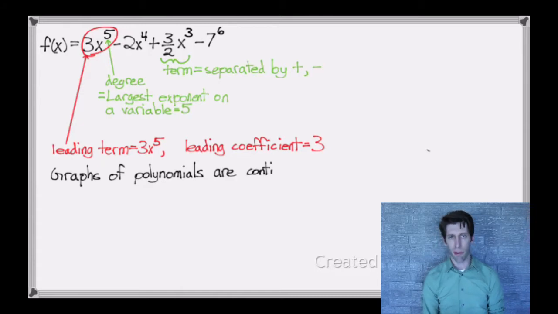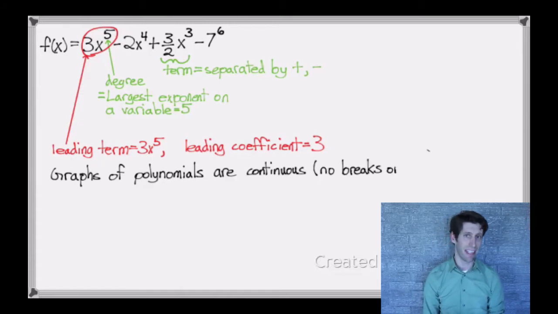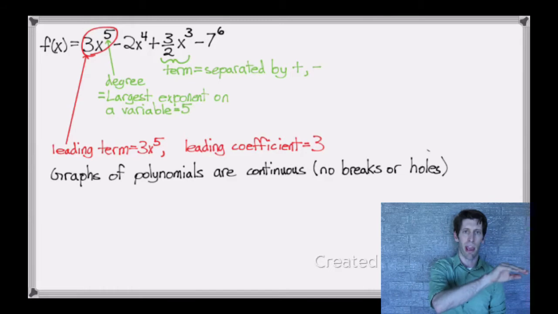So it turns out that graphs of polynomial functions are what's called continuous, and essentially the idea there is there's no breaks or holes in the graph. Another way of thinking about continuity is that you can draw the graph without ever lifting up your pen or your pencil.